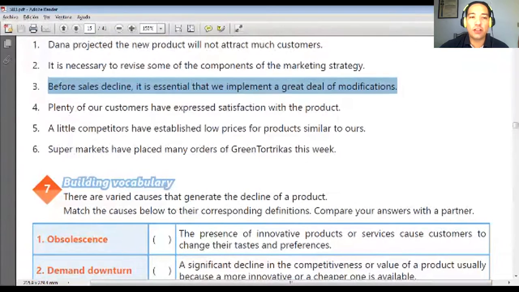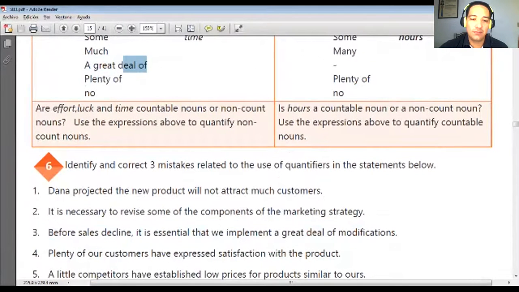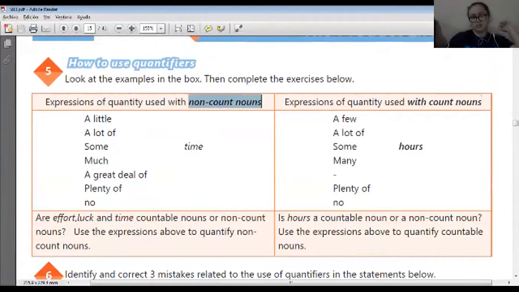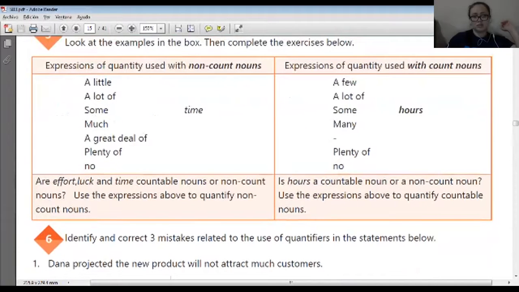Okay, let's finish this. The next one. Before sales decline, it is essential that we implement a great deal of modifications. It's good? Modifications is countable, right? How many modifications can you do in a product? One modification, two modifications, three modifications. So it is countable and you can use some in this case. A lot of, teacher? Yes, you can use a lot of. A lot of uncountables, a lot of countables, both. You can use it in both.